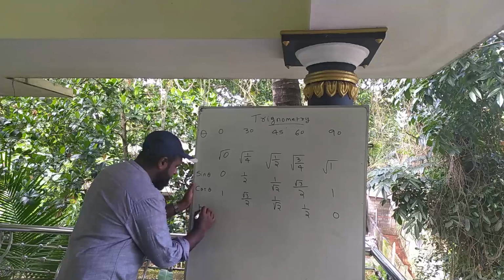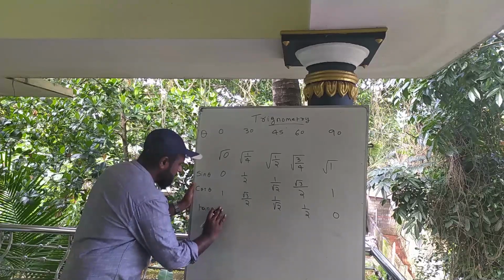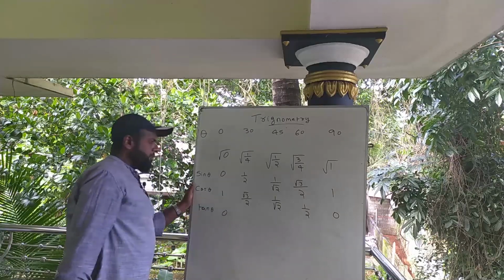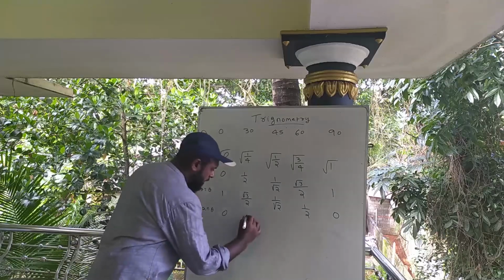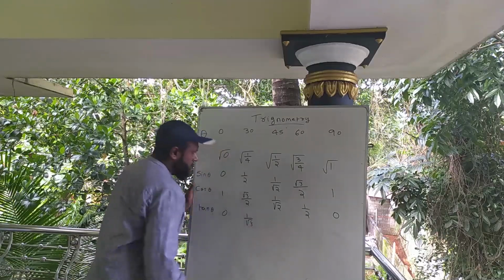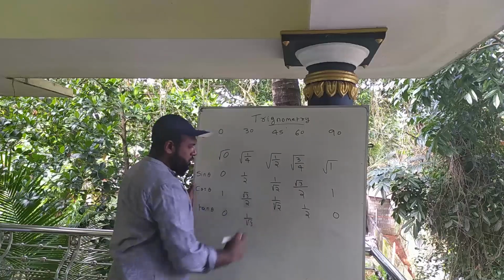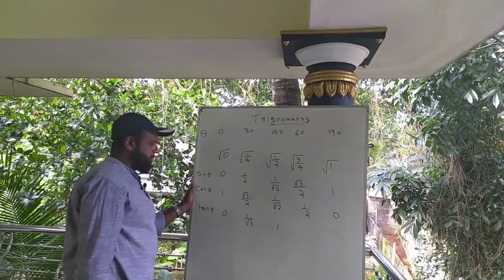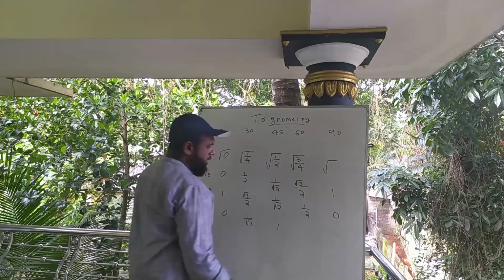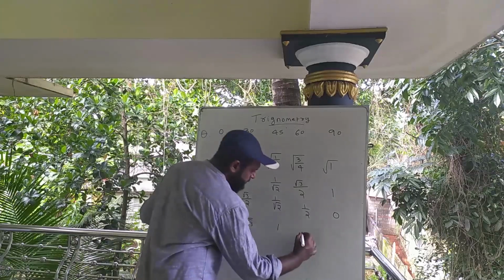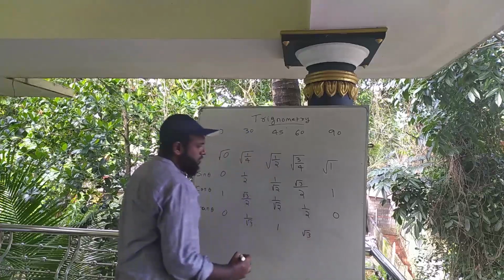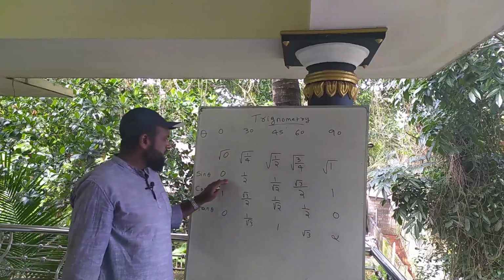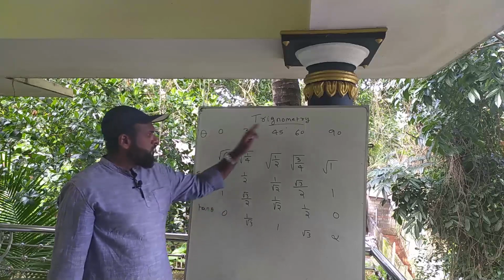What is tan theta? Sin theta by cos theta. 0 by 1 equal to 0, 1 by 2 divided by root 3 by 2 equal to 1 by root 3. What is 1 by root 2 divided by 1 by root 2? Equal to 1, that is tan 45 equal to 1. Next, root 3 by 2 divided by 1 by 2 equal to root 3. 1 by 0, it is not defined. So we have learned what is sin theta, cos theta and tan theta of 0 to 90.